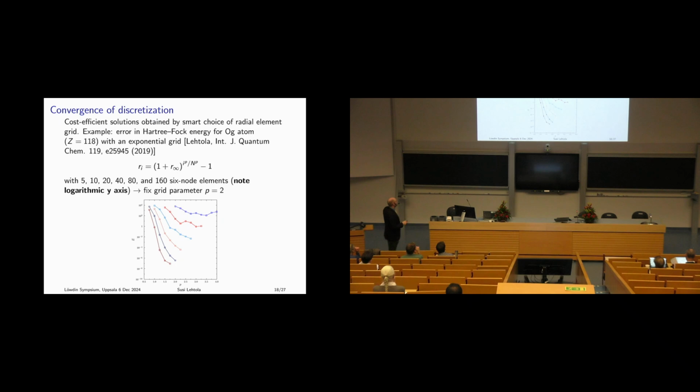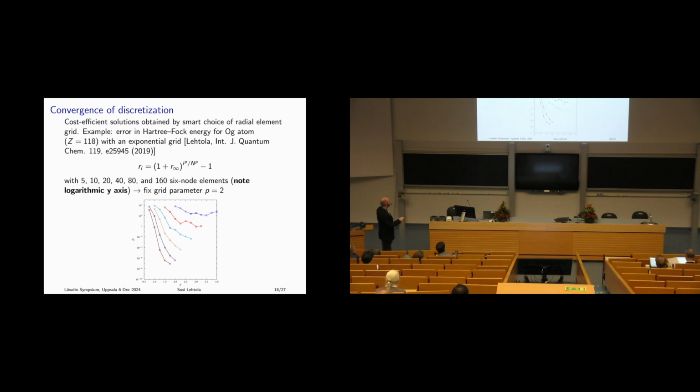Okay, so the way I choose my radial discretization, I came up with this new formula. I have a uniform grid. It does not depend on the atom. I have just this one adjustable parameter p, and then by scanning p from 0.5 to 4 with different numbers of elements, so I have 5, 10, 20, 40, 80, and 160, I fixed this parameter to be 2, which gave really good accuracy here.